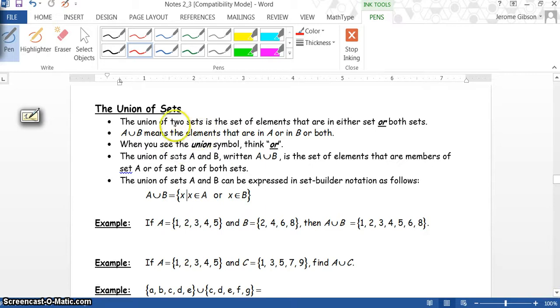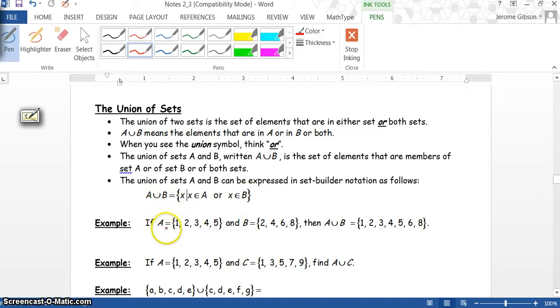Now, we have the union of sets. The union of two sets is the set of elements that are in either set or both sets. A union B means the elements that are in A or in B or both. When you see the union symbol, think OR. The union of sets A and B, written A union B, is the set of elements that are members of set A or of set B or of both sets. The union of sets A and B can be expressed in set builder notation as follows. This means that x is contained in A or x is contained in B, with the A union B.